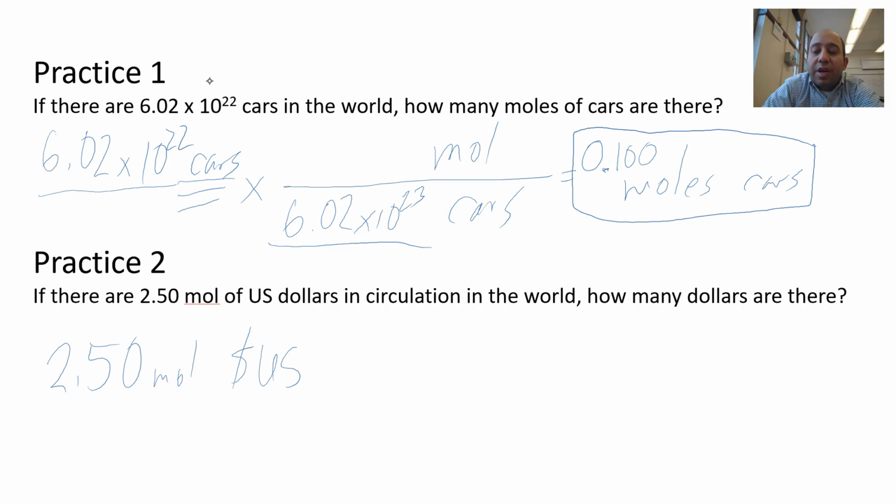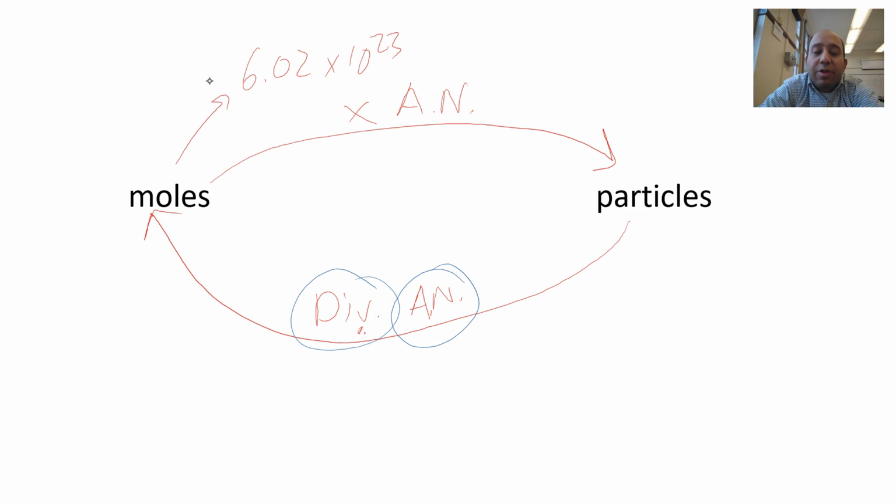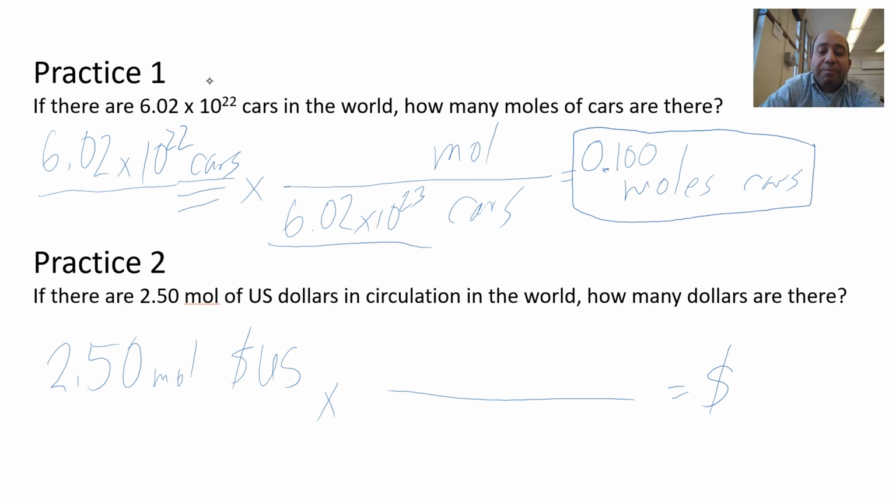And we're trying to figure out how many dollars that actually is. Again, if you look back at this, when you're going from moles to particles, you're going to multiply by Avogadro's number, and you put Avogadro's number on the top. You know that's referring to particles, but in this case the particle is $1. And you're going to put mole on the bottom, right? And you're going to multiply these two numbers together.